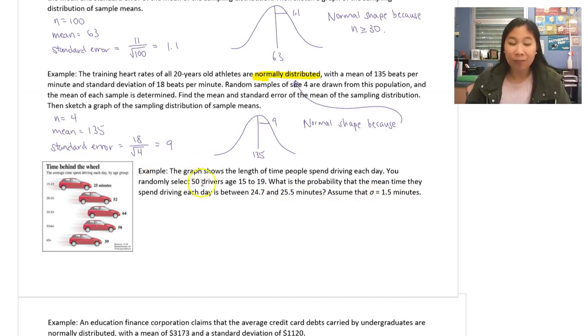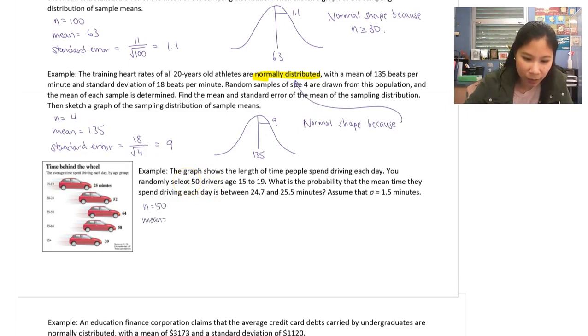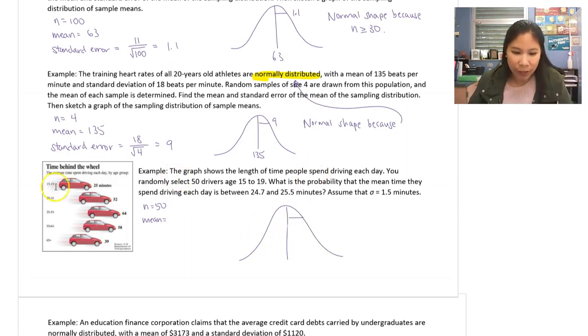Okay, so first, we have a large sample size because n is 50 for us. So that means we know it's going to be a normal shape, and then we need to figure out the mean and the standard error. So the mean we can find using this graph that they tell us to look at, because they're asking about ages 15 to 19. So that would be this first car right here. For ages 15 to 19, the average time spent driving each day is 25 minutes. So they're telling us the mean is 25.